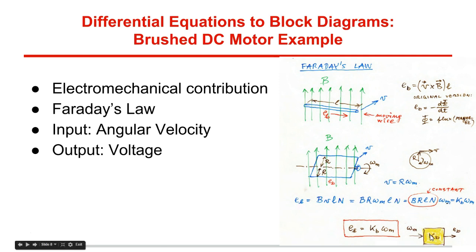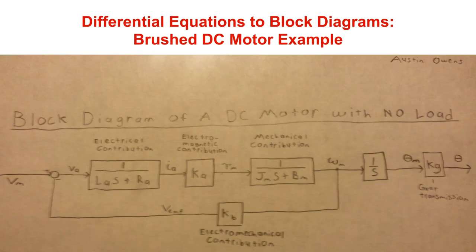And there you'll just have one variable. In goes angular velocity, and output is voltage. Where we started, the input was voltage, and we're ending with the output being voltage. So this effectively creates a feedback loop where you have input voltage, the electrical contribution, the mechanical contribution, and the electromechanical contribution.